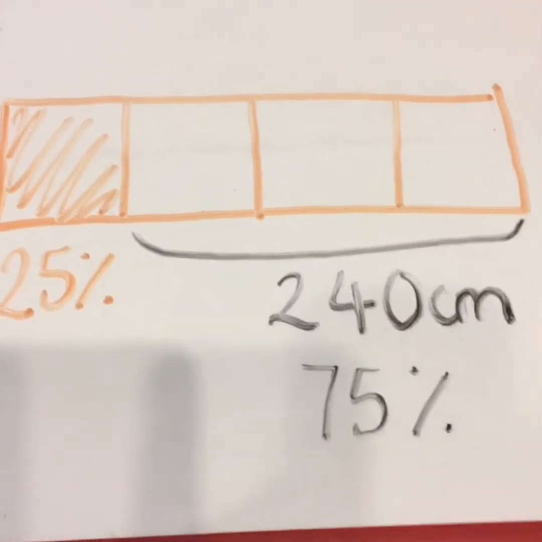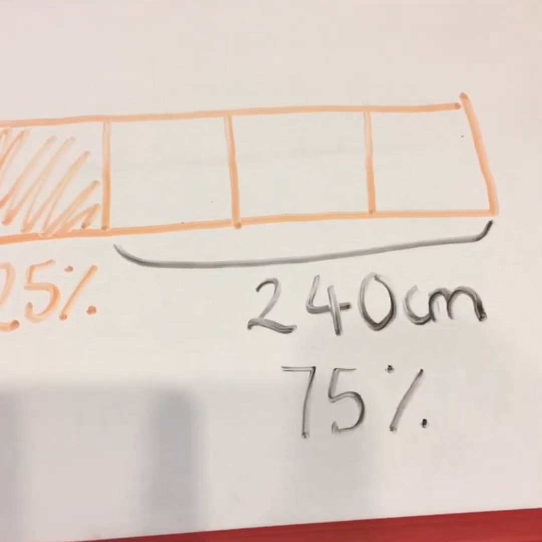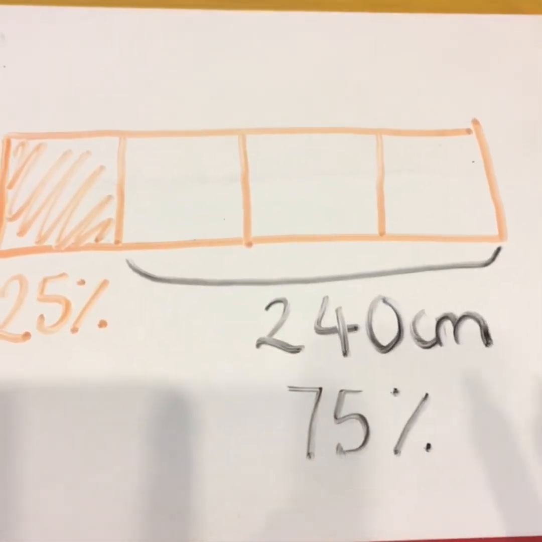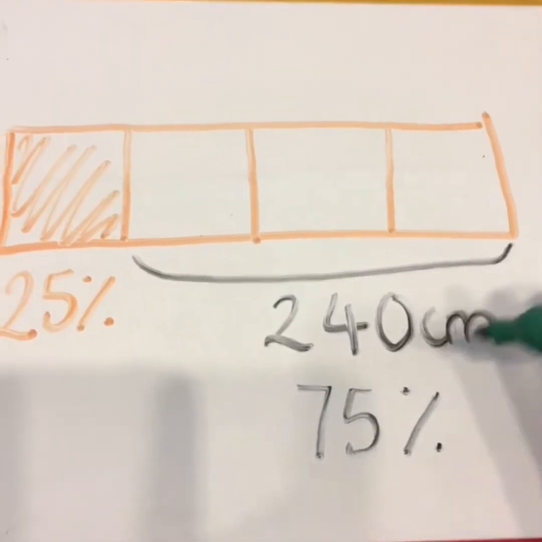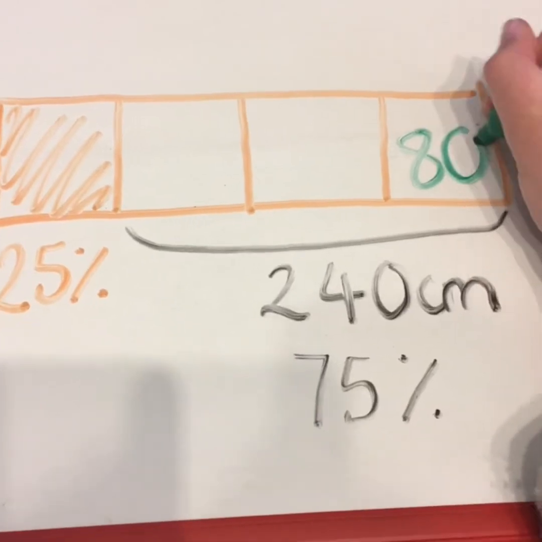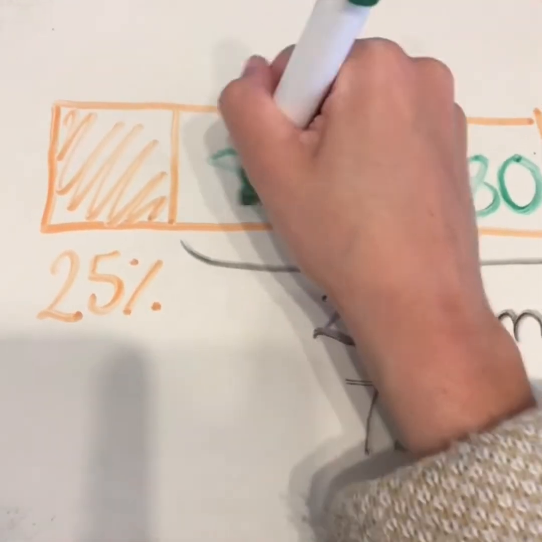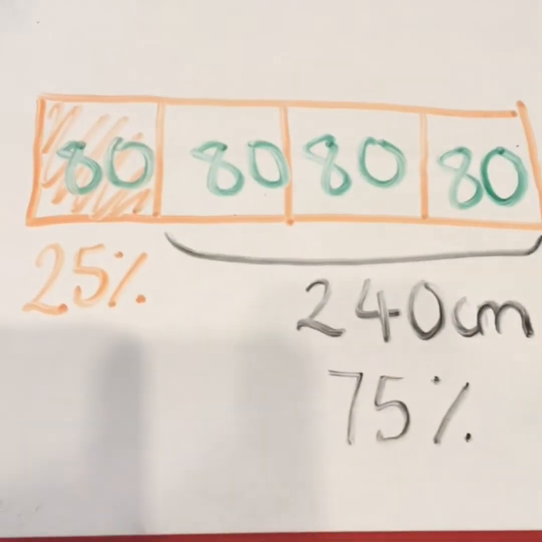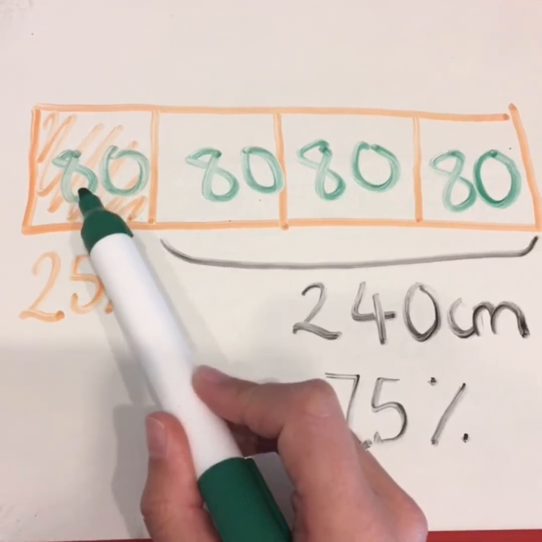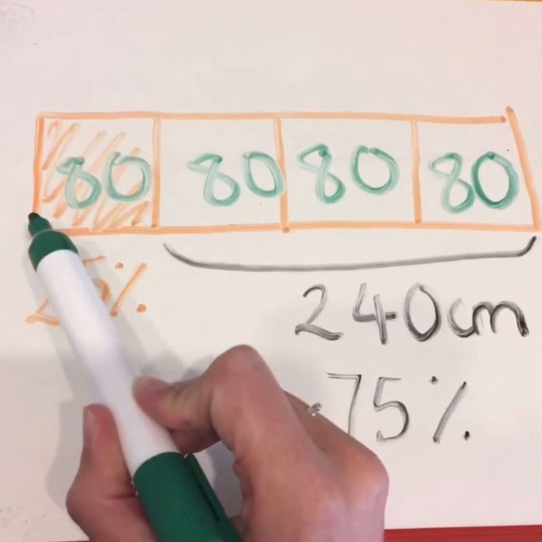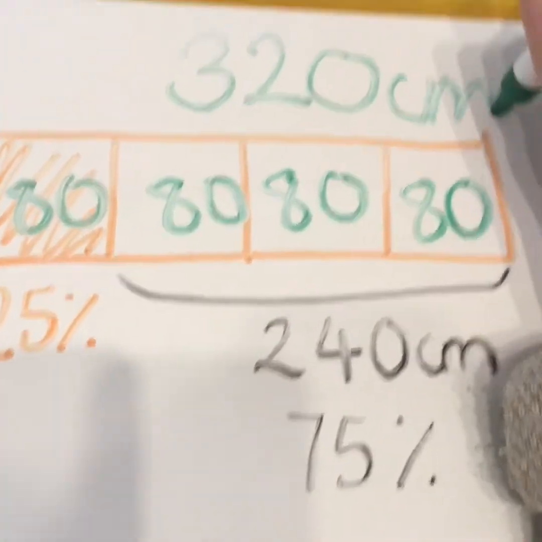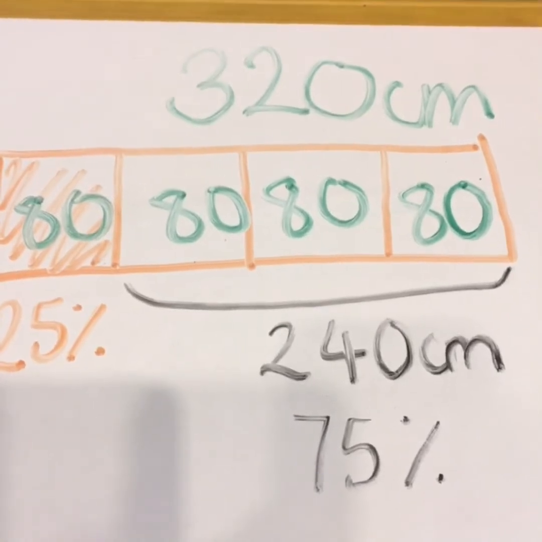Now, we can't just multiply 75% by anything to get to 100. However, if we look at our bar model, we know that 3 25% make 75%. So if we do 240 divided by 3 to find one part, 24 divided by 3 is 8, so 240 divided by 3 is 80. So that means that each one of these parts is 80 centimetres. So the 25% she cut off was 80 centimetres. So how long was it before she cut it? Well, you've got 80 times 4, which is 320 centimetres. That was a tricky one. Well done if you got that one right.